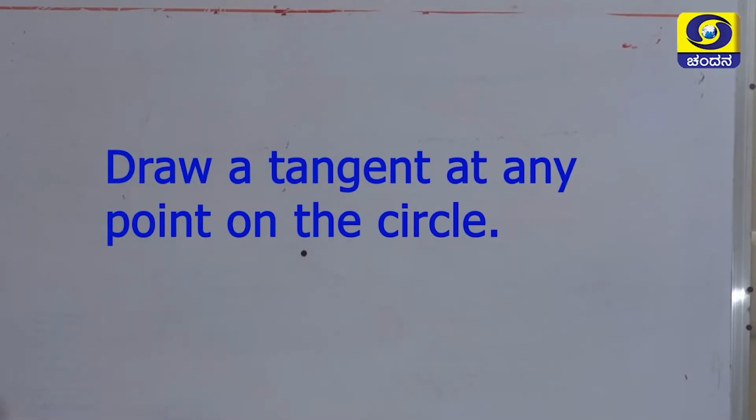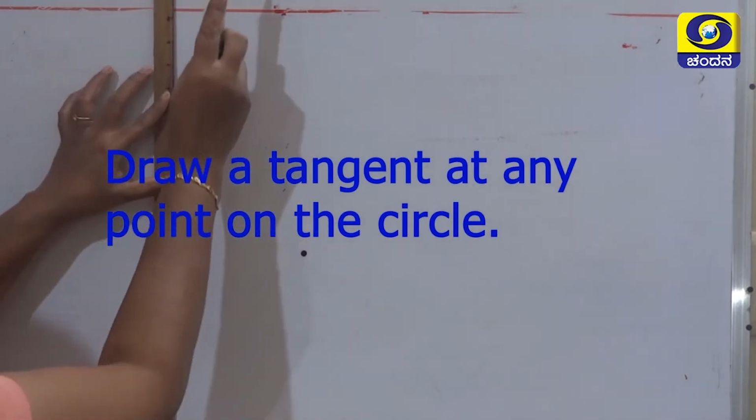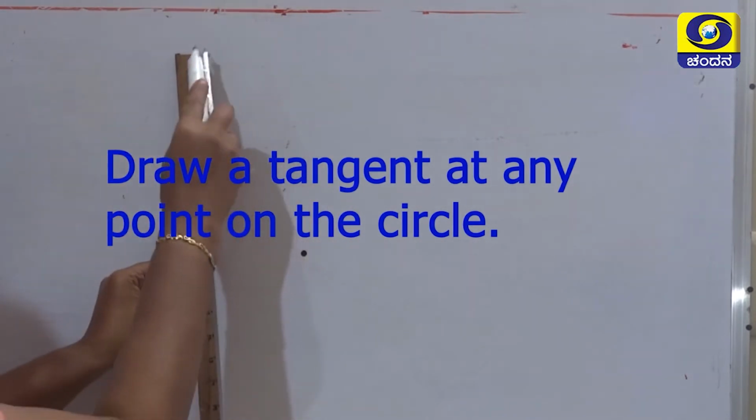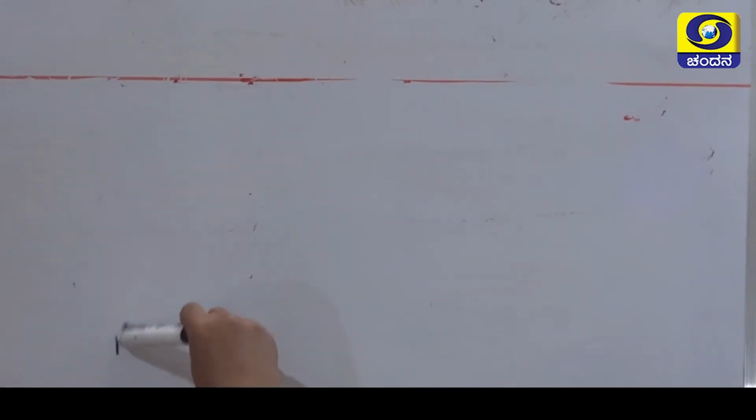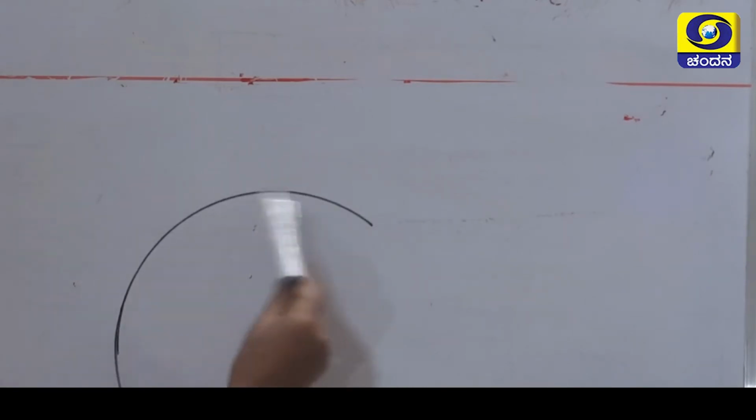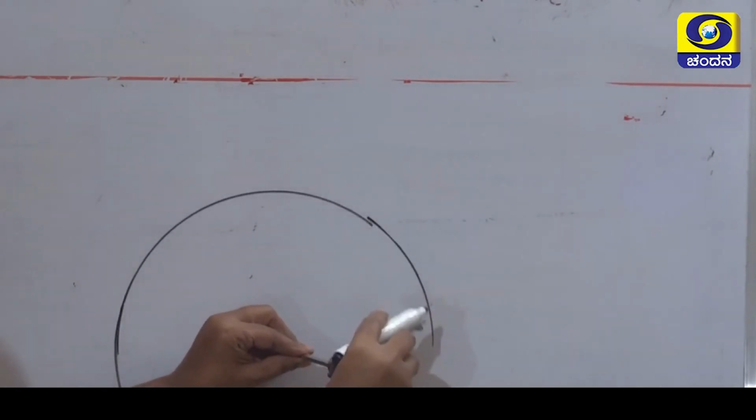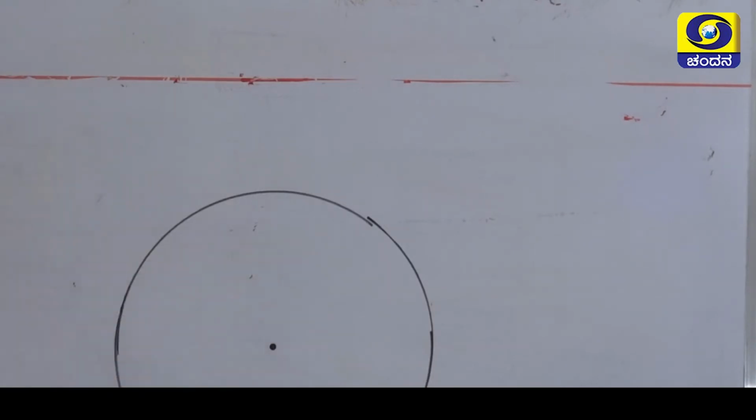To draw a tangent to a circle of radius 6 cm, first we have to make a circle of radius 6 cm. For that, let us take a compass and measure the radius 6 cm. Now keep the needle of the compass at some point and draw a circle. Now mark any point P on the circumference. Now let me make a point P here. Now we have to draw a tangent at point P.